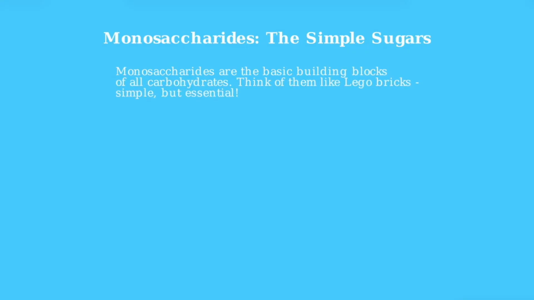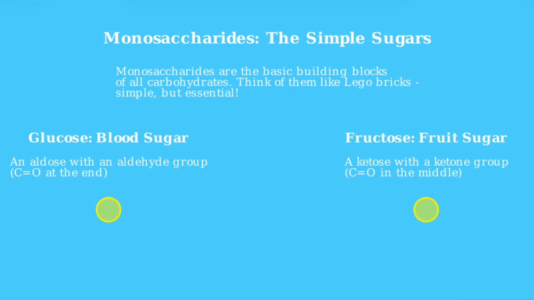Monosaccharides are the basic building blocks of all carbohydrates. They're the simplest sugars and can't be broken down further. Think of them like Lego bricks, simple in structure, but essential for building more complex molecules. Two prime examples are glucose and fructose.